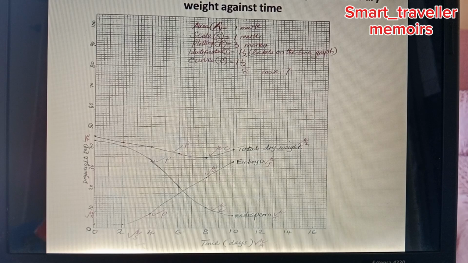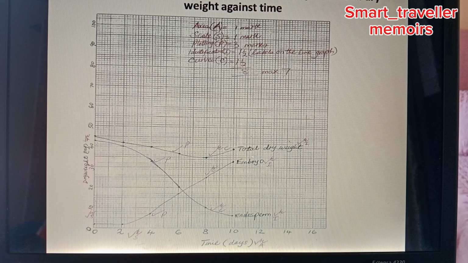You can see the x-axis is time in days, and the y-axis is dry weight in milligrams. The graphs are three: total dry weight, embryo, and endosperm. So this is one way of identifying the curves. So how do you want the marks?